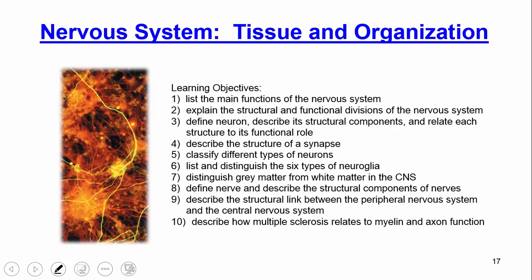Okay, so this was our lecture on the nervous system, specifically tissues and organization, and these are our learning objectives here. Before you proceed to the next lecture, make sure that you know these learning objectives, and then next time we'll talk more about different aspects of the nervous system.